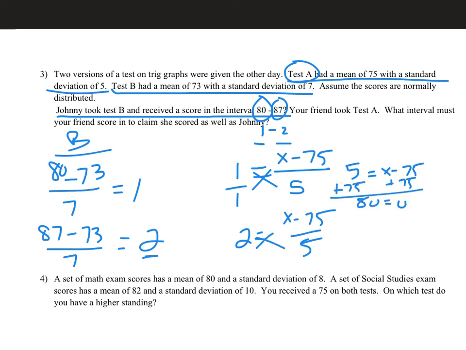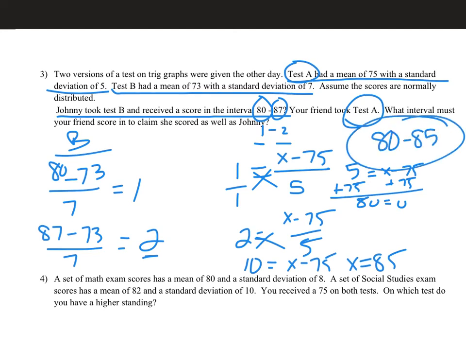So for this one, when we cross multiply, we get 10 equals x minus 75. So x is going to be 85. So our range for test A, to get in the same range as Johnny, would be 80 to 85. I hope this helps. Have a good day.